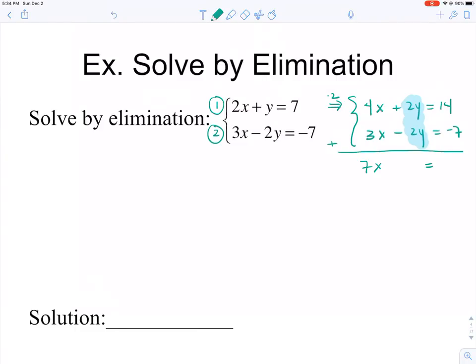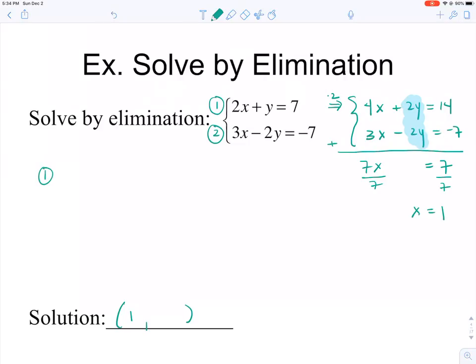14 plus negative 7 will give us positive 7. And now we can finish solving for x just by dividing by 7 on each side. So we get x is equal to 1. So we know the x coordinate for our solution will be 1. And we can plug 1 into one of the equations. I would substitute x equals 1 into the first equation.